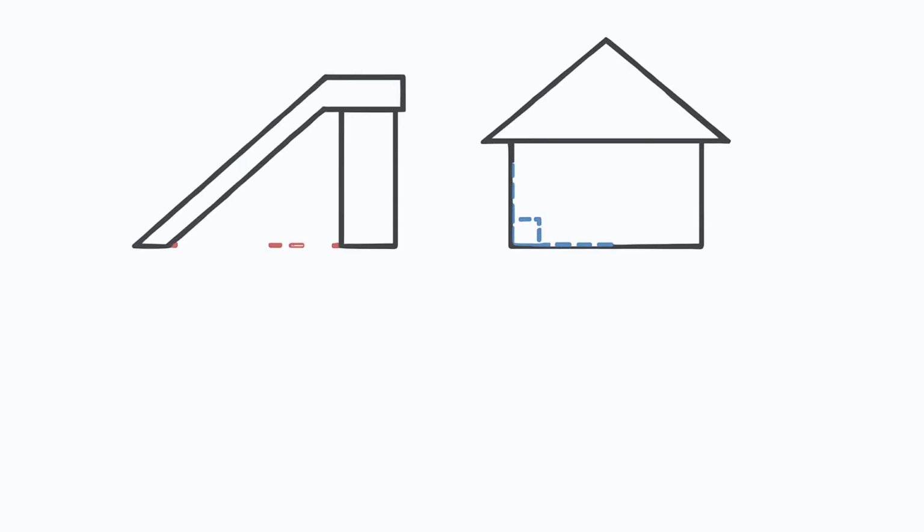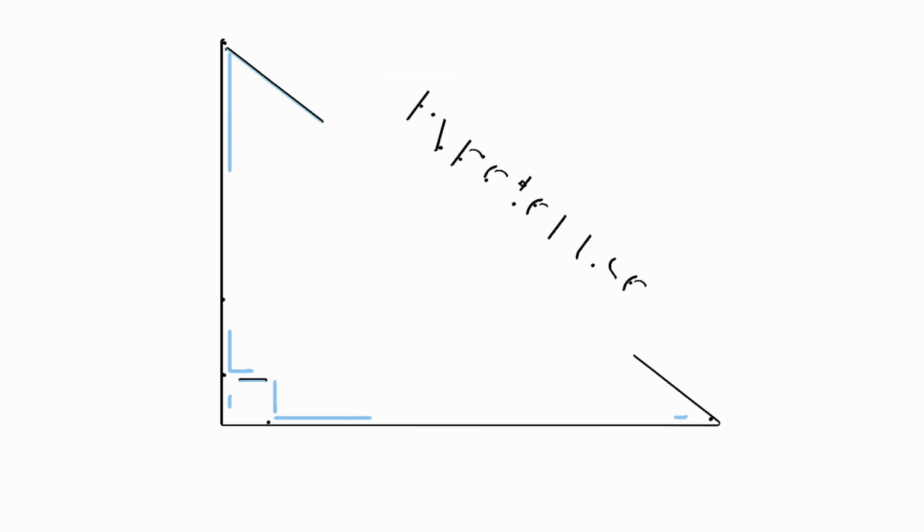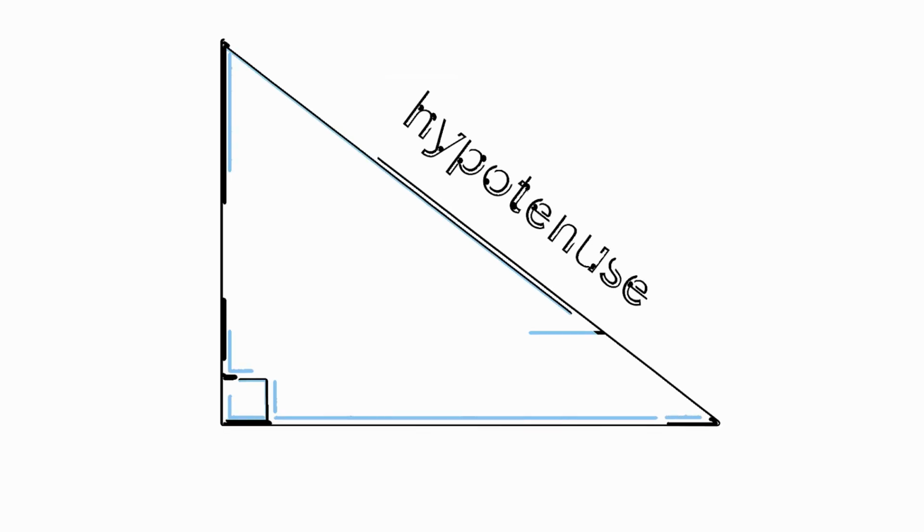Right triangles show up everywhere, in ramps and roofs, in ladders against walls, even when you check the size of your TV. At the center of all of this is one powerful idea, the Pythagorean Theorem.